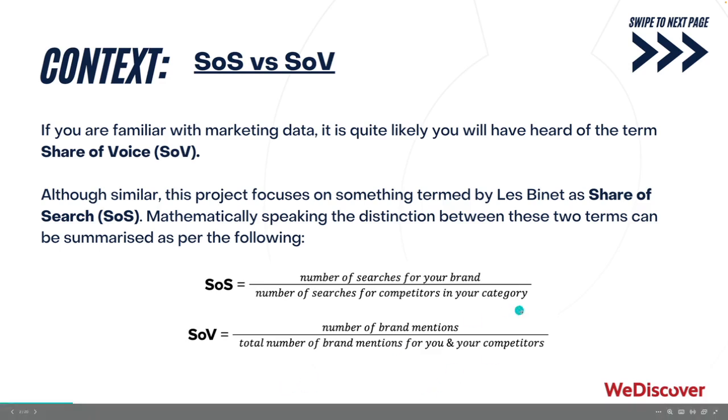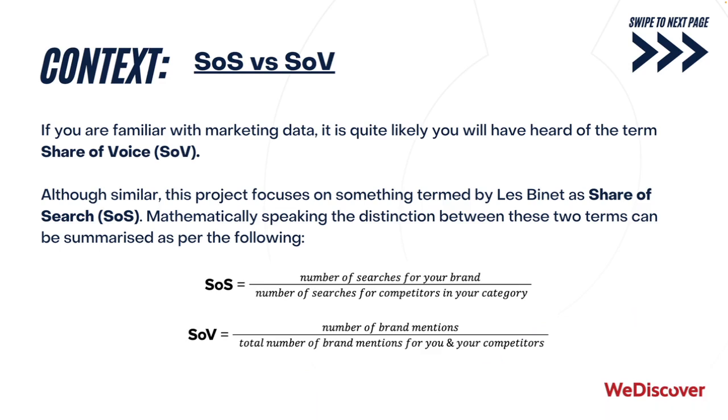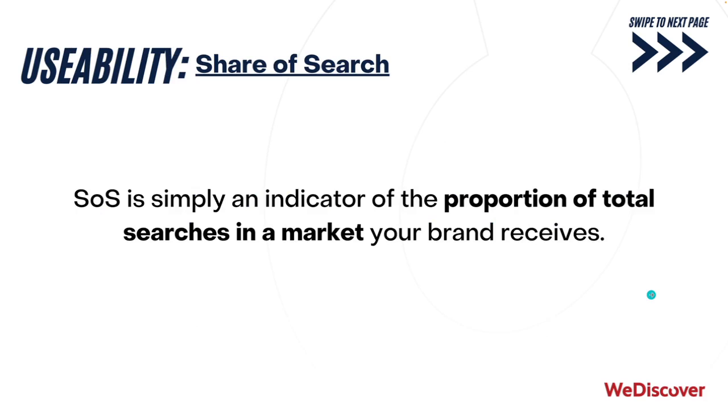If we think first about what share of voice is, it's simply the number of brand mentions that your brand receives relative to the total number of brand mentions for you and your competitors within your market/industry category. Share of search is the same thing, but looking at the total number of searches that your brand receives relative to the total number of searches for your brand and your competitors within your market/category. Simply put, it's an indicator of the proportion of total searches in a market that your brand gets.